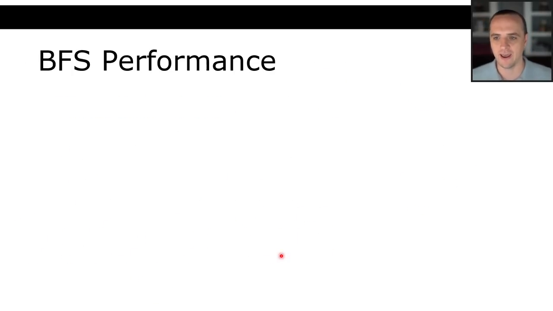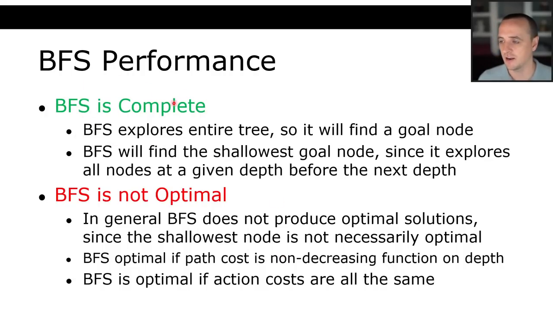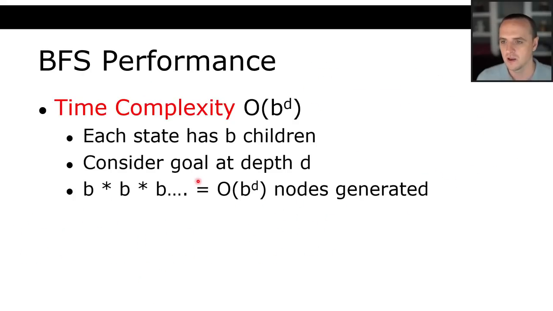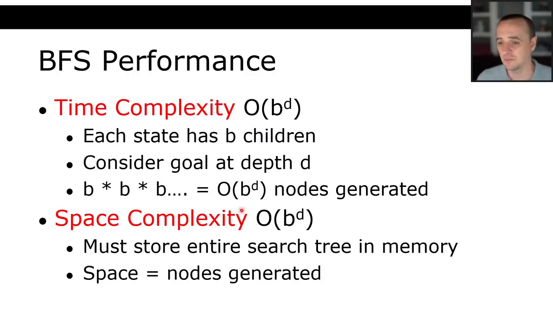So whenever I have a green here, it means that this is a very good property. We want that property. We want completeness, but we also want optimality. So I put it in red, meaning it's not optimal, okay? Time complexity is in red because this is kind of a bad time complexity. We would want it to be better if possible. However, the space complexity is also kind of bad. I'll show you how bad this is, okay?